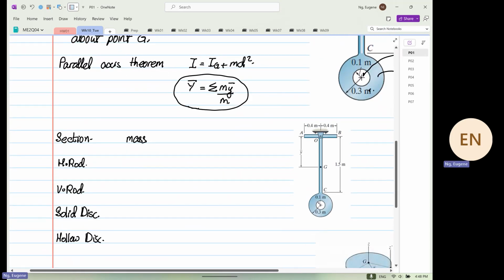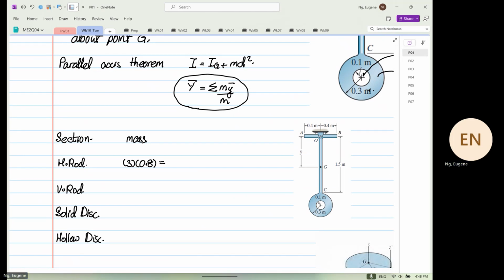So the horizontal rod will be 3 multiplied by a length of 0.8, which is equal to 2.4 kilograms. And the vertical rod is 3 multiplied by 1.5.